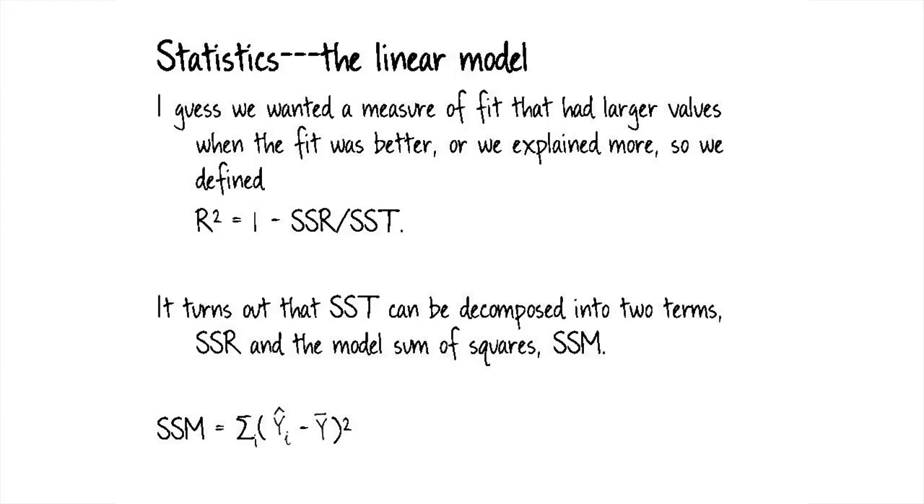Okay, so that could be our goodness of fit measure. Actually, I guess we wanted a goodness of fit measure that had larger values when the fit was better or explained more. So instead what we decided is we'd define our goodness of fit measure R squared to be equal to 1 minus SSR over SST. Okay? It's an arbitrary decision, but that's what it is.